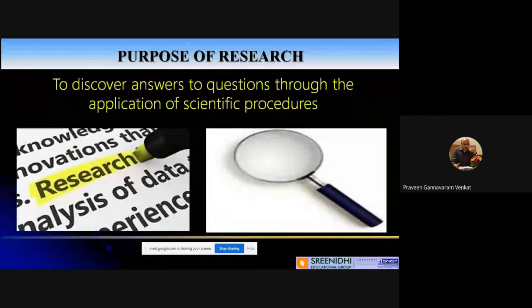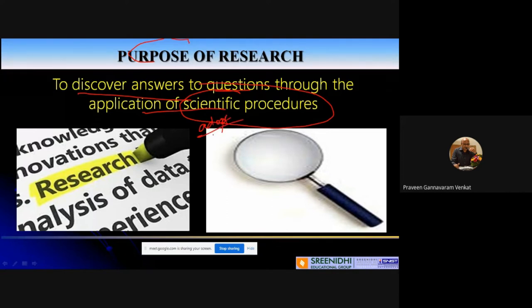So the purpose of research is to discover the answer to questions through the application of some scientific procedures. So we have to adopt some scientific procedures. Scientific procedures are useful to give solutions for societal problems, scientific problems, or any technological problem. That is, a scientific procedure should be developed to crack through this PhD program.